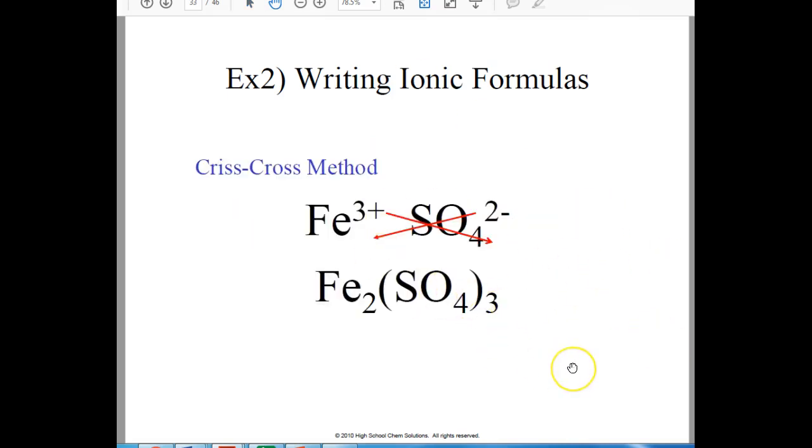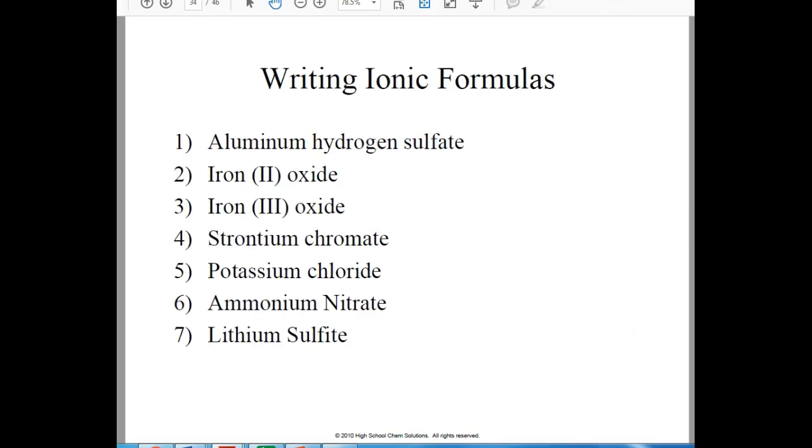Right? There's a somewhat neater example of what I just showed you. All right, so let's do some examples here. Aluminum hydrogen sulfate. Right, aluminum has a +3 charge. Hydrogen sulfate, from my polyatomic ion sheet, has a -1 charge. Right, so I got to write these so that the charge is balanced. So I'm bringing the 3 down here and the 1 down here.